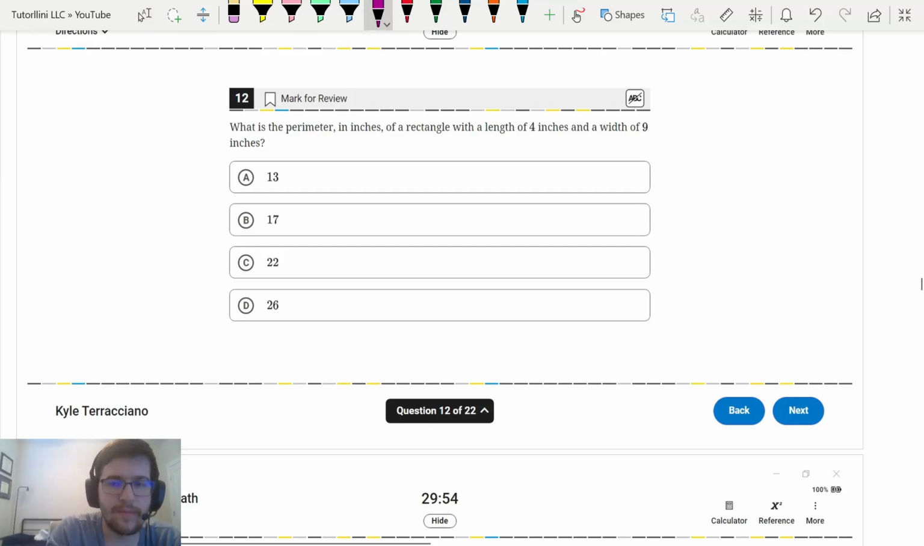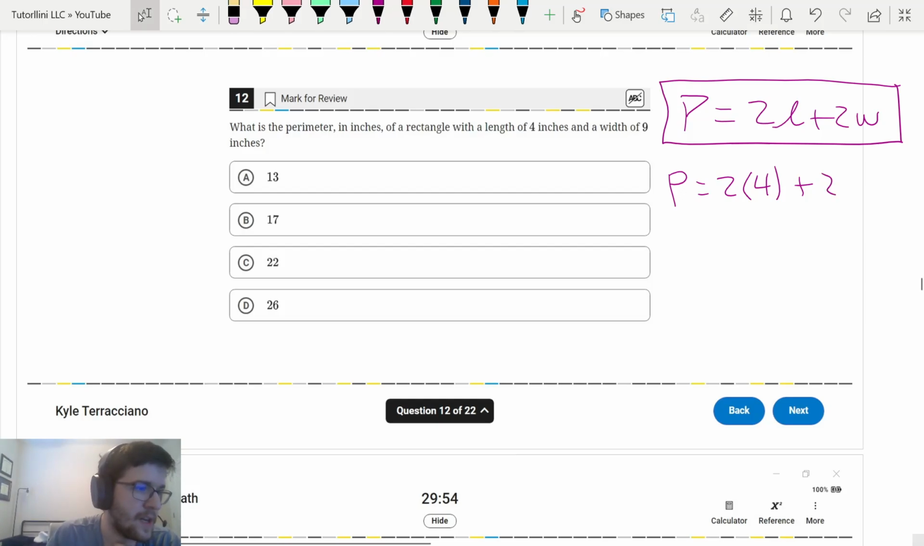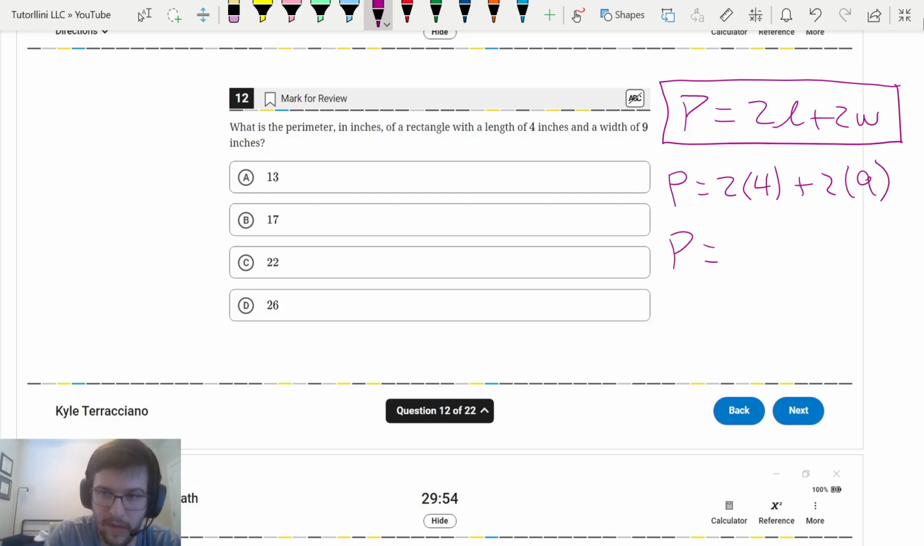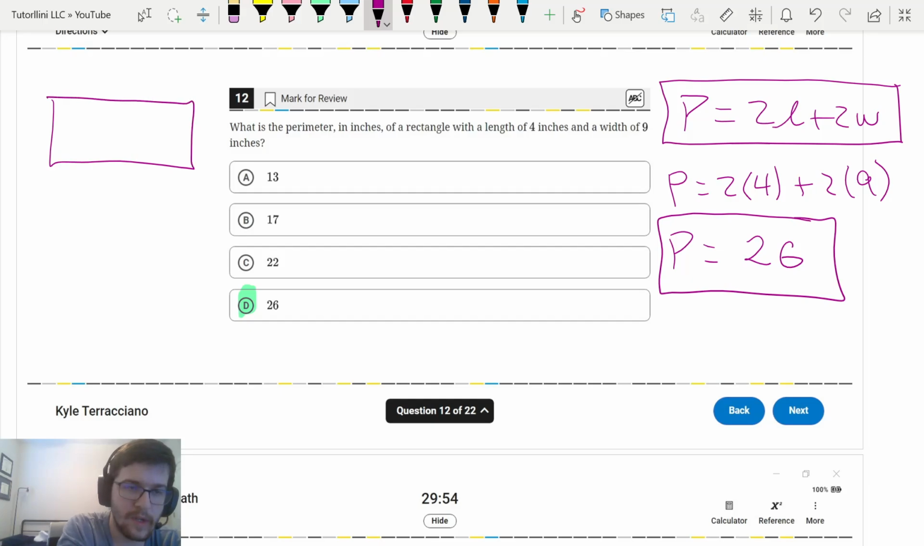Okay, so area for a rectangle is length times width. Perimeter is 2L plus 2W. You probably want to have that memorized for the test. So the perimeter is 2 times the length, which is 4, plus 2 times the width, which is 9. And now you can just type that in a calculator, and you get 26. If you wanted to, you could also draw it and put 9, 9, 4, 4, and then add them all up.